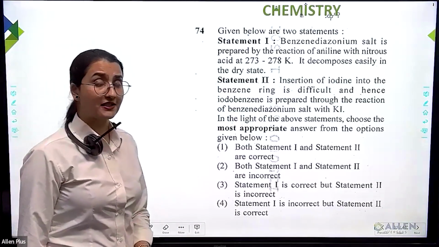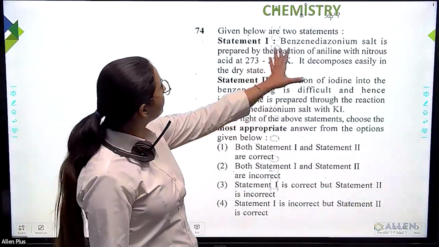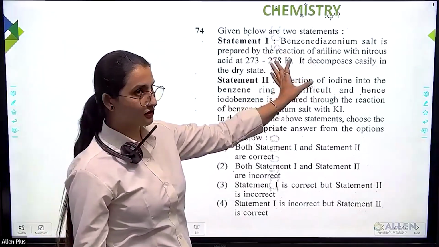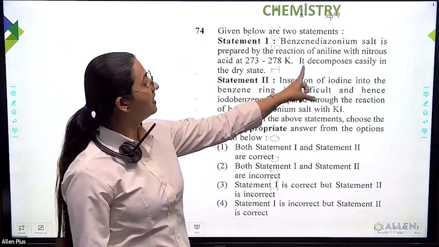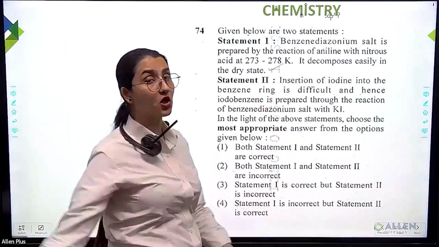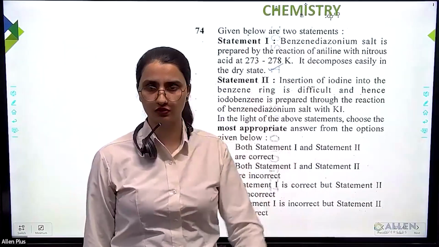Next, direct question. It's from the amines chapter. Benzene diazonium salt is formed by reaction of aniline. We know diazotization. It decomposes easily in the dry state. Correct. Why, students? Because N2 is a good leaving group. Just by heating, N2 goes.